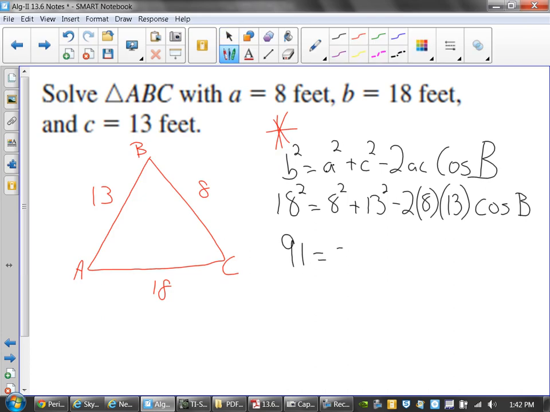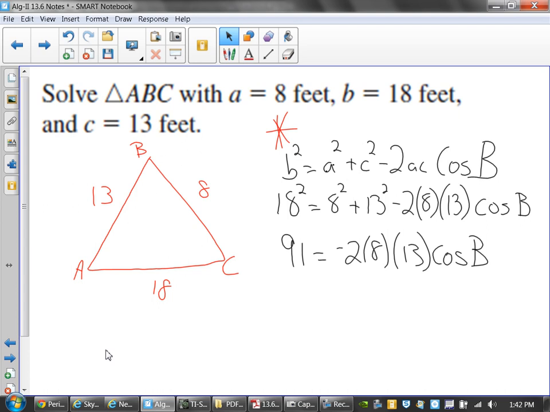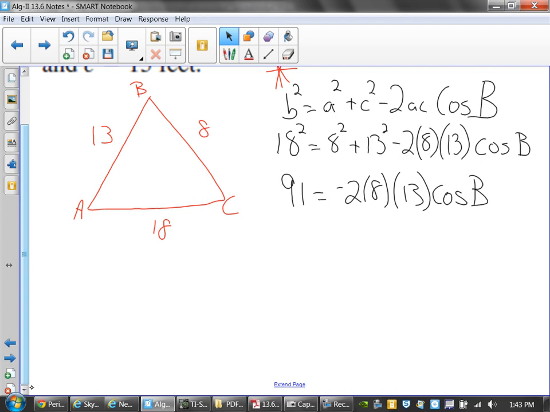Domain doesn't work, because you divide by negative. Take a look at what happens here. When I move all those over, now I'm left with negative 2 times 8 times 13 times cosine. I have to remember to bring that negative down with me. If I don't, then I'm going to get those domain errors. Okay? So take a look at what you have here. Negative 2 times 8 times 13 times cosine. How am I going to move all three of those numbers at the same time?